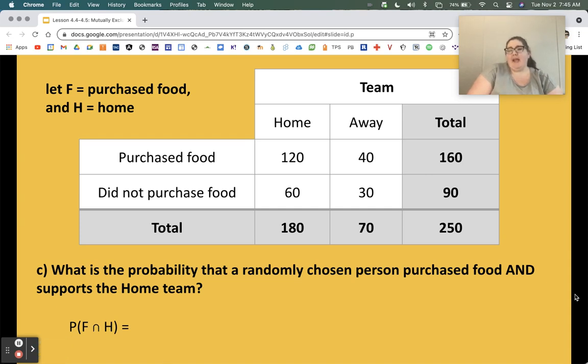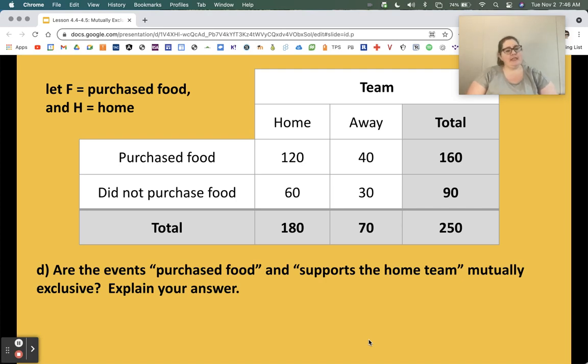What I'm going to look at on my table is the intersection. Purchase food and home team would be these 120 people right here. So 120 people purchased food and rooted for the home team out of 250 people total, which if I divide on my calculator gives me 0.48. Now notice for that "and," unlike what we did with our pig dice situation, we did not do any multiplication. I just looked at the table and found where the intersection of those two events were.